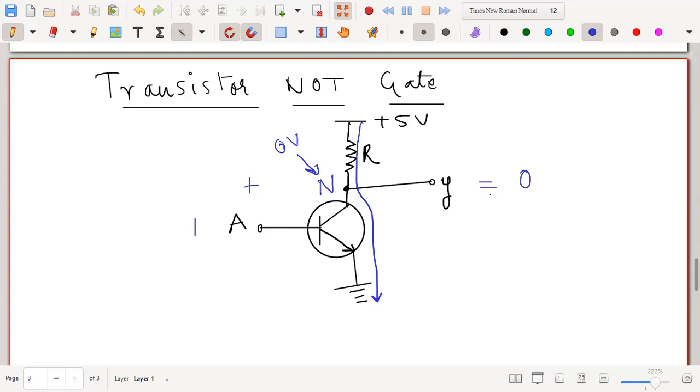So this is about part 2 of the logic gates. In the next discussion, we will try to see some of the other gates. Those are known as the universal gates.